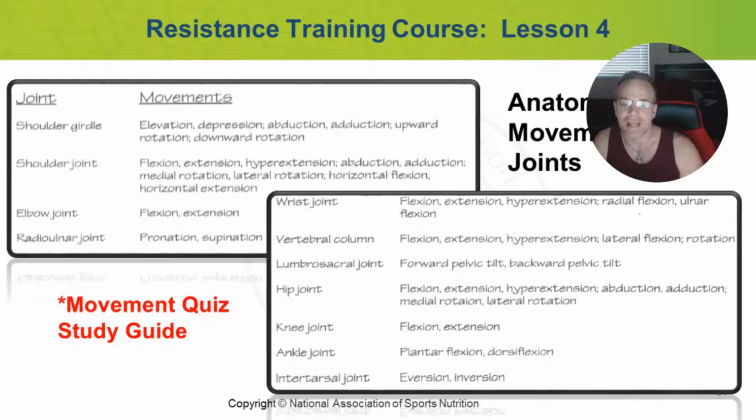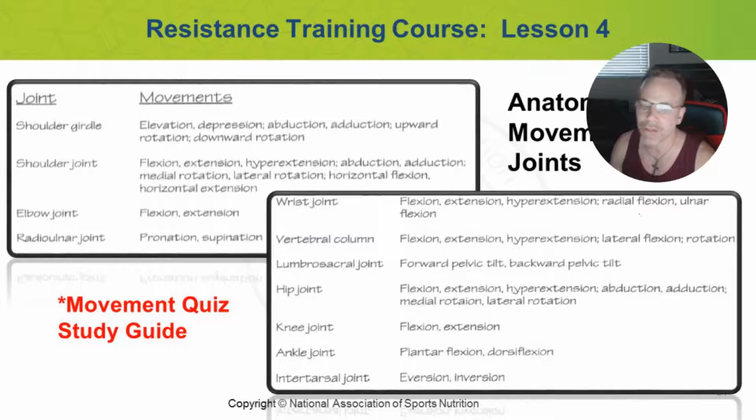All right. Knee joint, flexion, extension, that's all it can do. Ankle joint, flexion, extension, hyperextension, or plantar flexion and dorsiflexion. We talked about that. And then the intertarsal joint, right? The bottom part of the ankle, like the foot, the bottom part of the foot can tilt either side: eversion, inversion, pronation, supination. Got it?